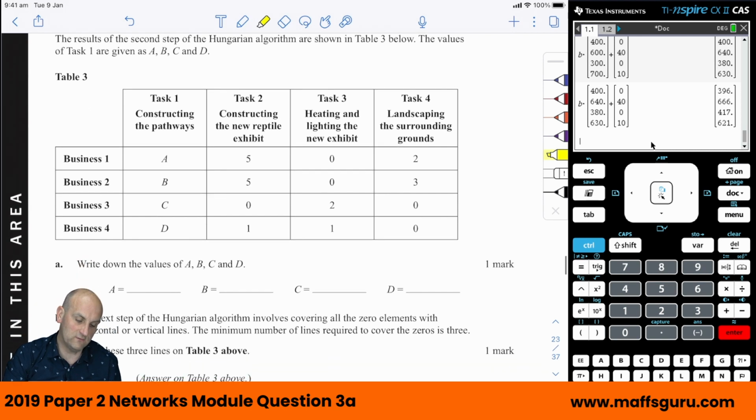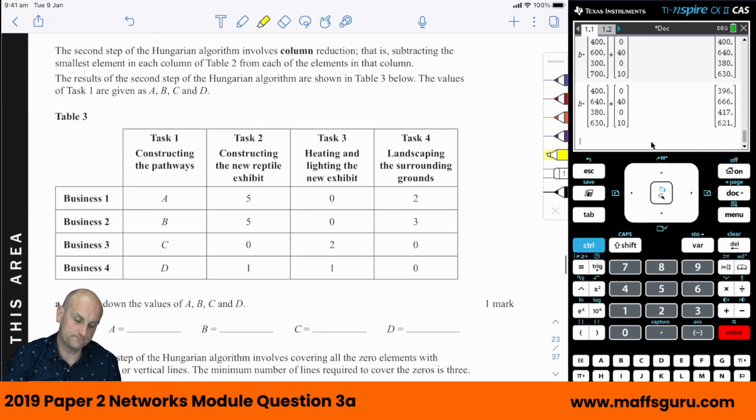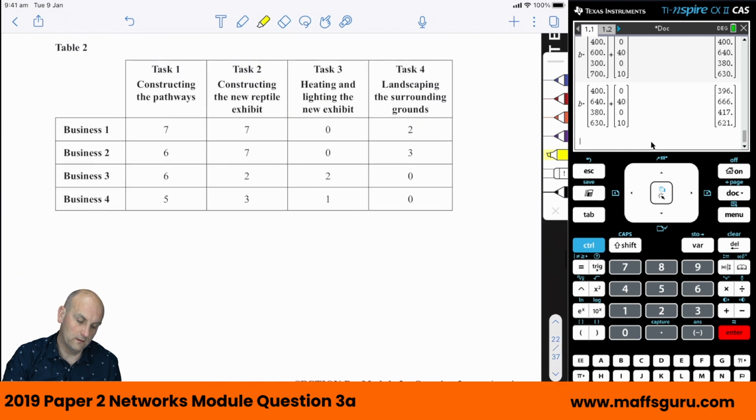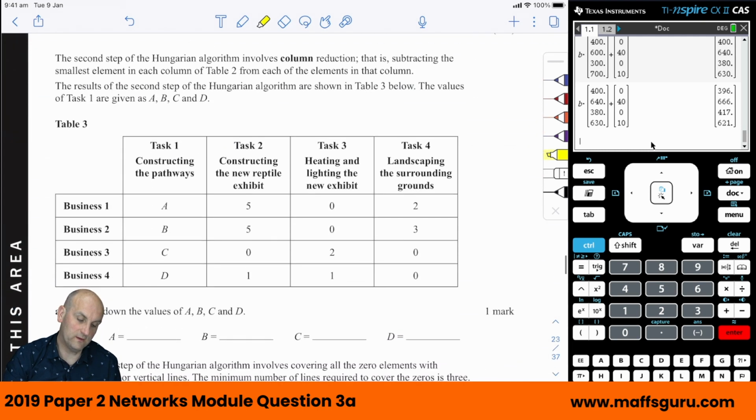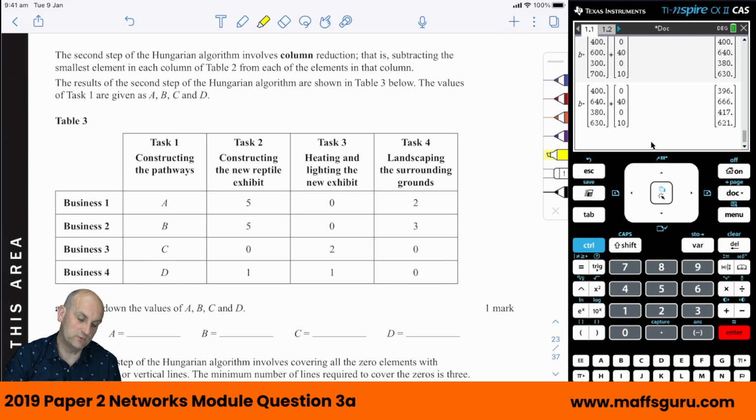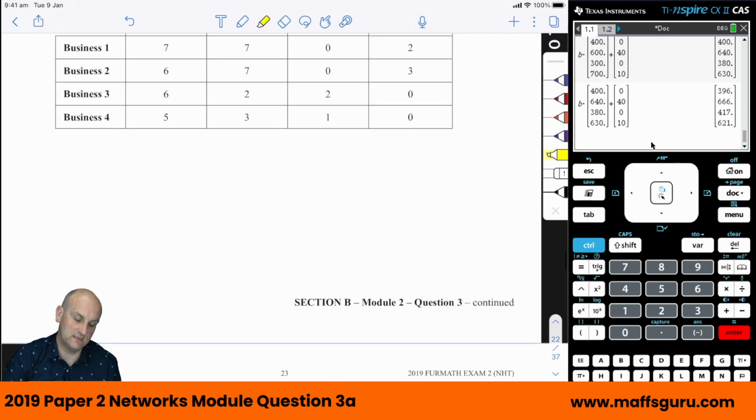The values of task 1 are given as A, B, C, and D. Okay. The second step of the algorithm is column reduction, that's subtracting the smallest element in each column of table 2 from each element of column 1. Write down the values of A, B, C, and D.